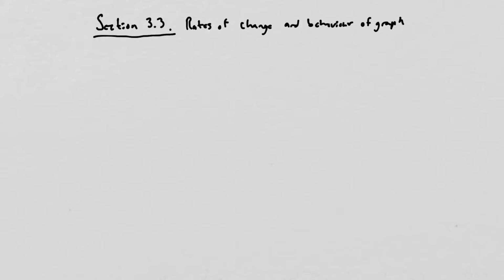In this section, we'll be studying rates of change. And the other thing that we'll be looking at is the behavior of graphs. So after we go over rates of change, the main idea in this section is that we want to study the structure of a graph by its equation.